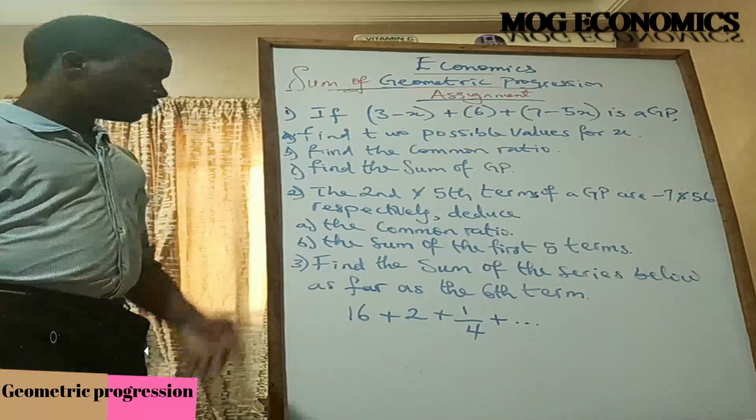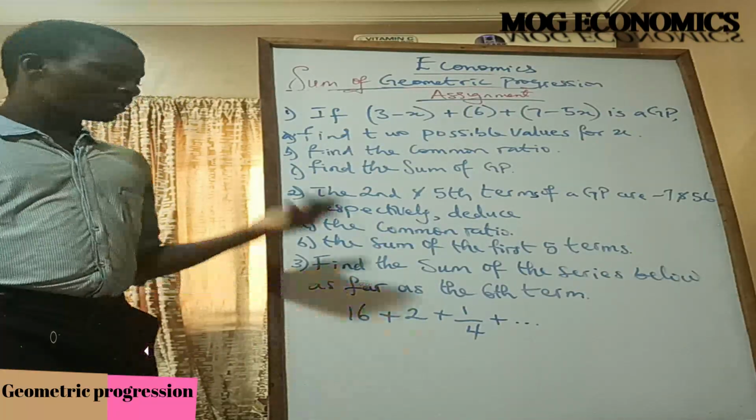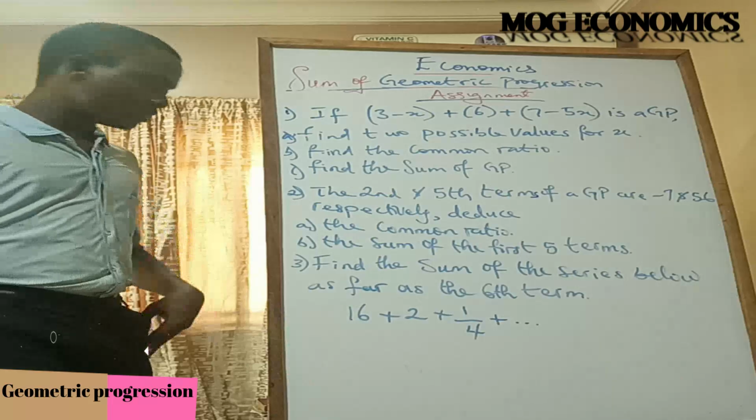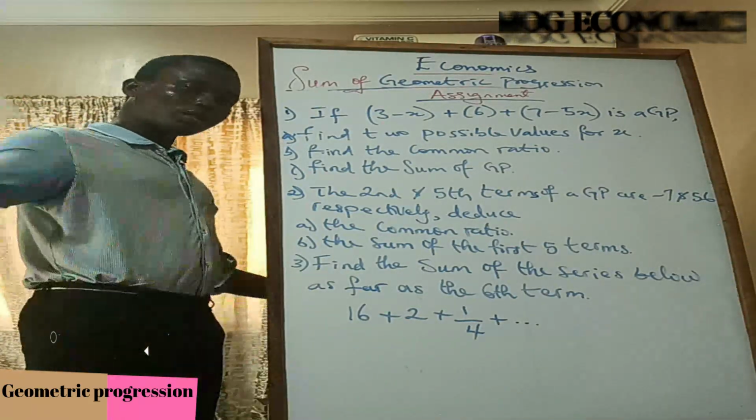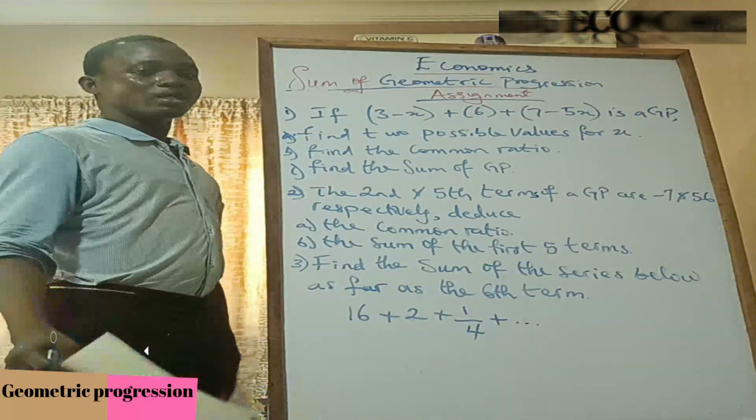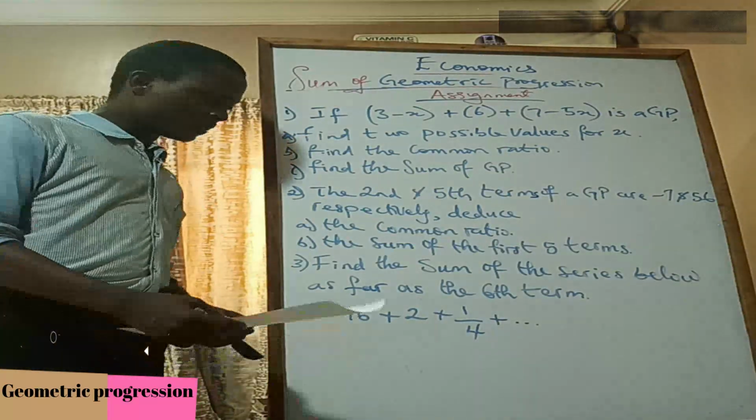And number 3, find the sum of the series below as far as the sixth term. So I have 16 plus 2 plus 1 over 4, then plus ellipses and whatever comes after, the next 3 terms that come after.